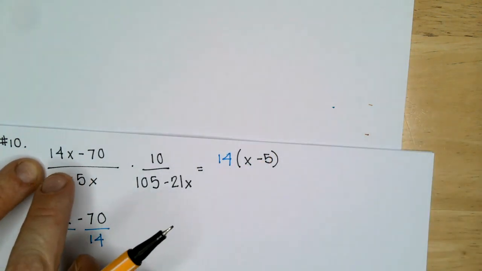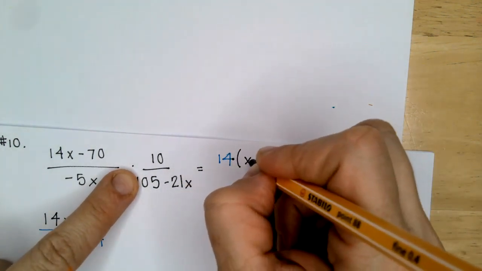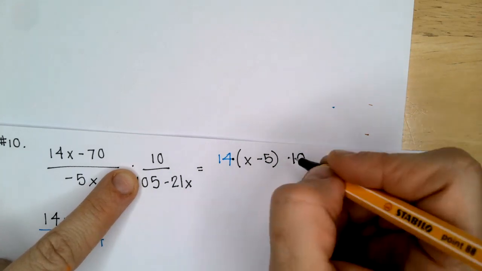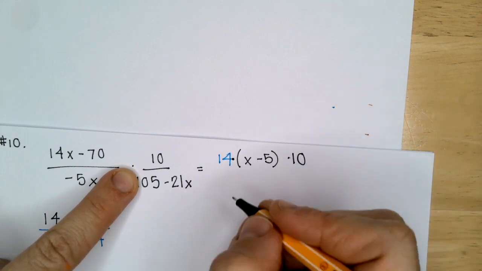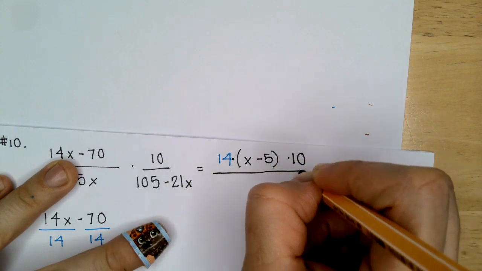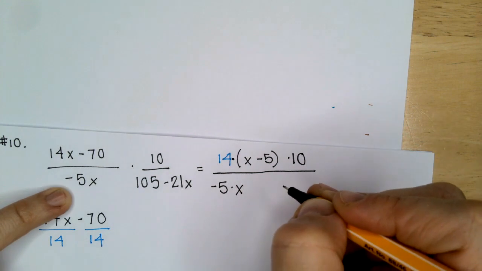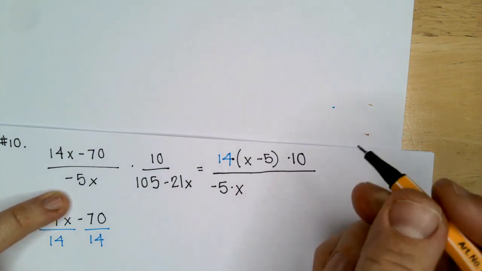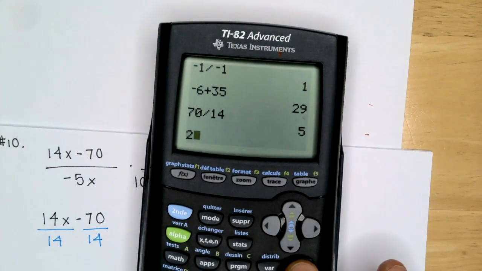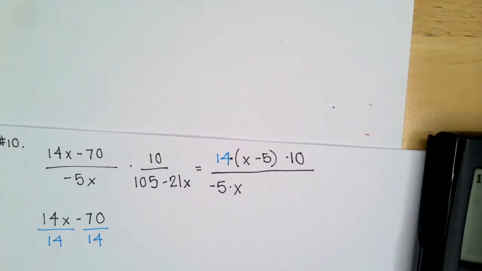Okay, so I want to start simplifying as fast as I can. Times 10. So that's 14 times x minus 5 times 10. You could even change 10 right now to 5 times 2. You can change 14 to 7 times 2 if you want. All right, we're getting as factored as possible. Down here we just have negative 5 times x, right? That's what that negative 5x means, that we're multiplying those. 105 and negative 21. Let's see if 105 can be divided by 21. And it can. It's 5. Good?